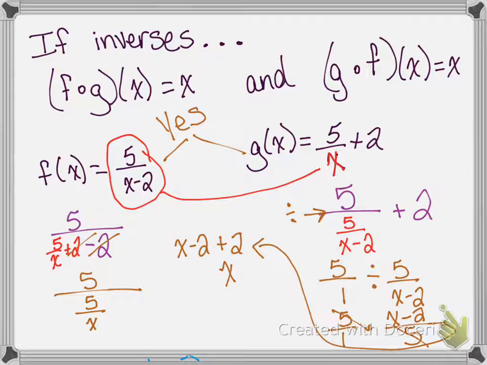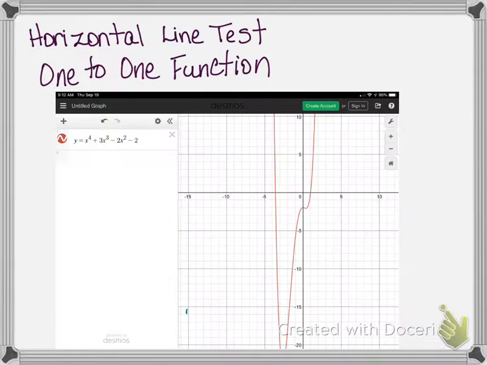So if we graphed them and looked at them, it's going to have all the characteristics of inverse functions. Now, the way we determine if something has an inverse is we have something called the horizontal line test. Now, remind me what the vertical line test told us. Whether or not it is a function. That's what the vertical line test tells us.